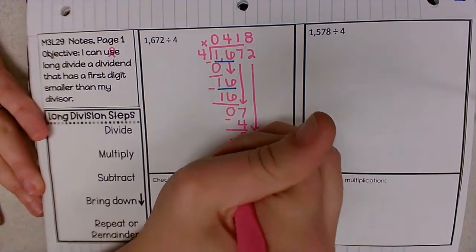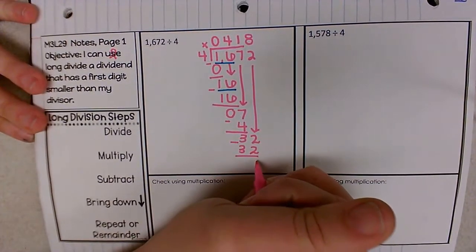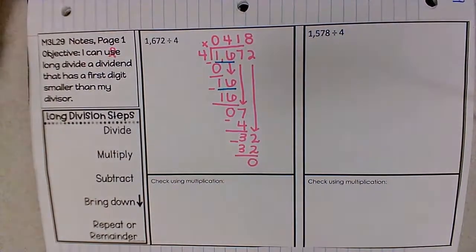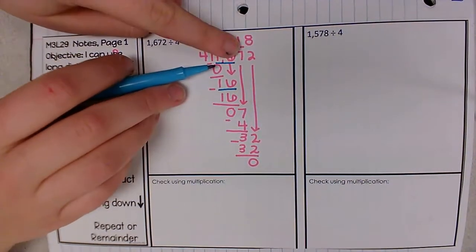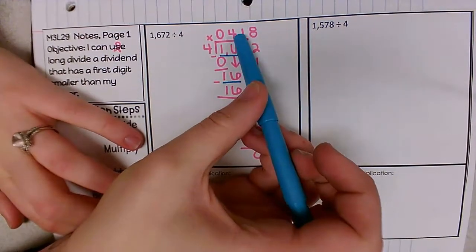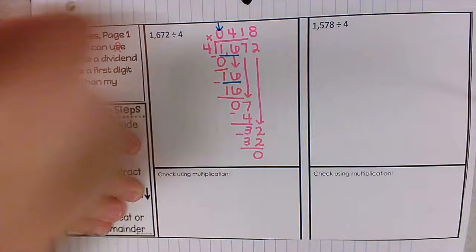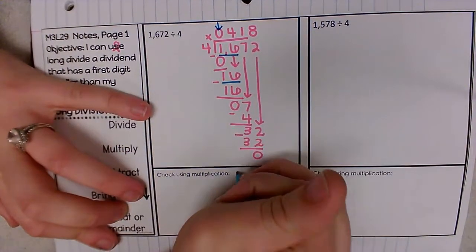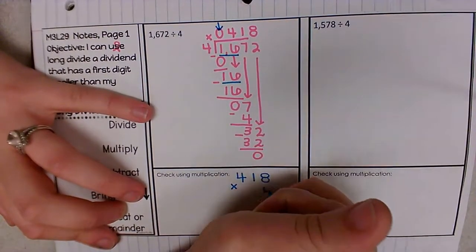Divide, multiply, and subtract. And I find that my remainder is 0. I know I can stop here because I've got nothing else to bring on down. Let's check our work. The numbers on the outside times the number on the inside. My quotient is 418. Even though I have this 0 here, it acts more as a placeholder than anything. I don't need to include it in my quotient. So I'm just going to write 418 as my quotient and multiply that with the number 4.